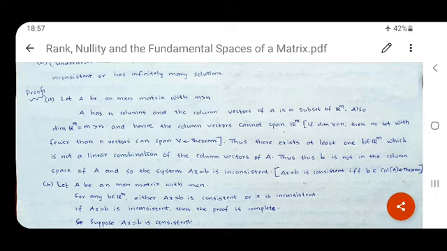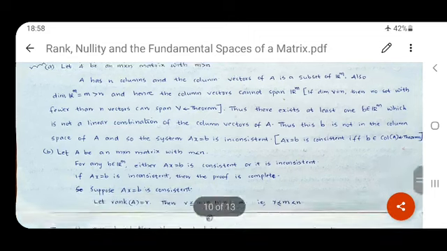Thus b is not in the column space of A, because it is not in the subspace spanned by the column vectors. Therefore the system Ax equal to b is inconsistent, because we have already studied in a theorem that Ax equal to b is consistent if and only if b is in the column space of A. That is the A part. So there is at least one b for which the system is inconsistent.